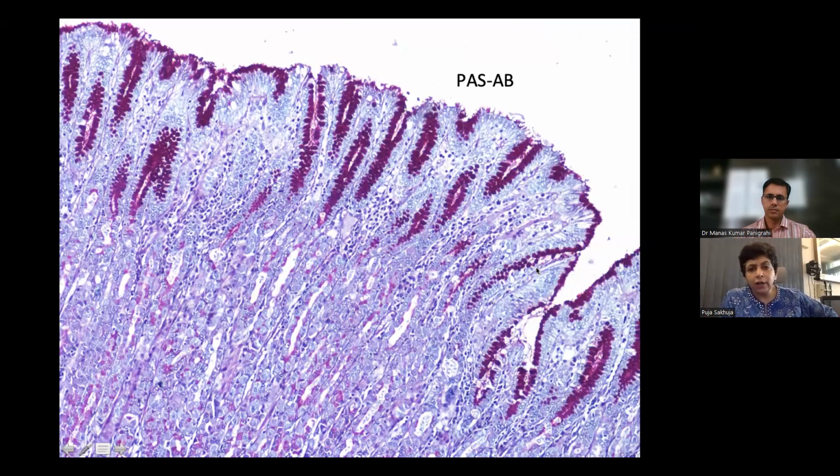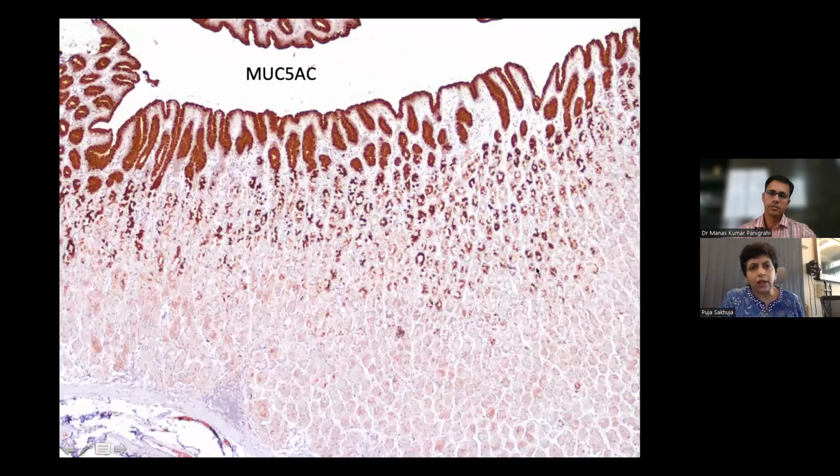The lower GI tract after the stomach has acid mucins, which are picked up by the Alcian blue stain. Immunohistochemically, we also have different types of mucins. MUC1, 2, 5, and 6 are the common ones in the GI tract, of which MUC5AC, as it's called, is the one which is most common in the stomach.